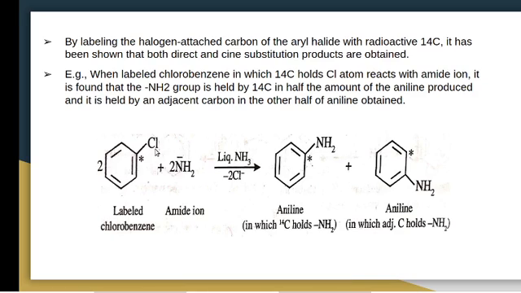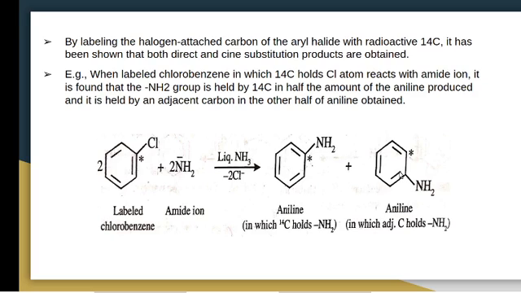So, when chlorobenzene is labeled, that means the chlorine-attached carbon is labeled with carbon-14, radioactive carbon-14. When it is reacted with a nucleophile, that is amide ion, in liquid ammonia, half the product is formed with the NH2 group attached on the labeled carbon. Then half the product is formed in which the NH2 group is attached on the adjacent carbon.